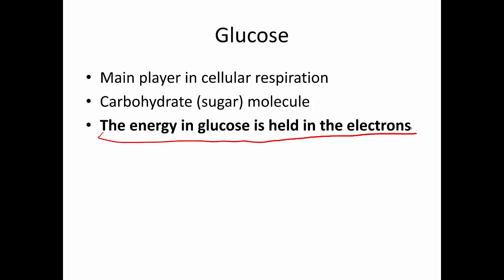I'll say that one more time. The energy in glucose is held in the electrons. So it's all about utilizing the electrons as an energy source for cellular respiration. And we're going to see after the next couple of lectures why that's true. But just for now, know that the energy stored in glucose is found in the electrons.